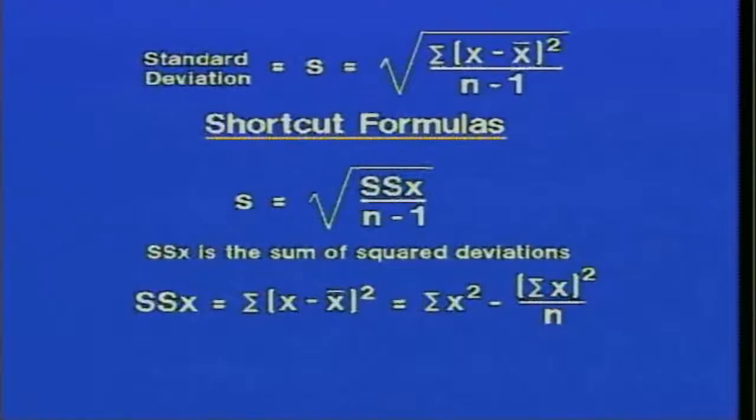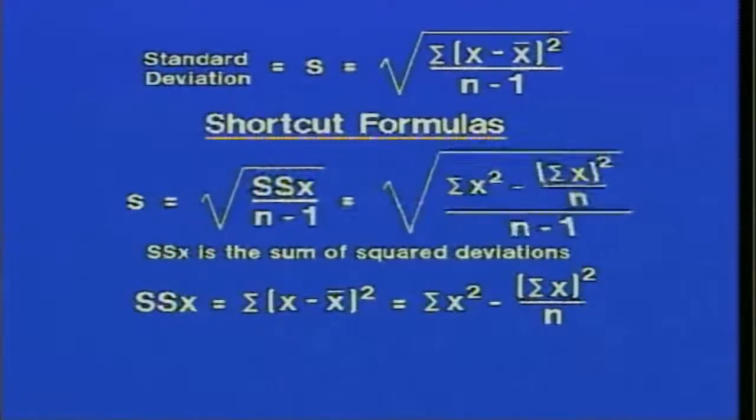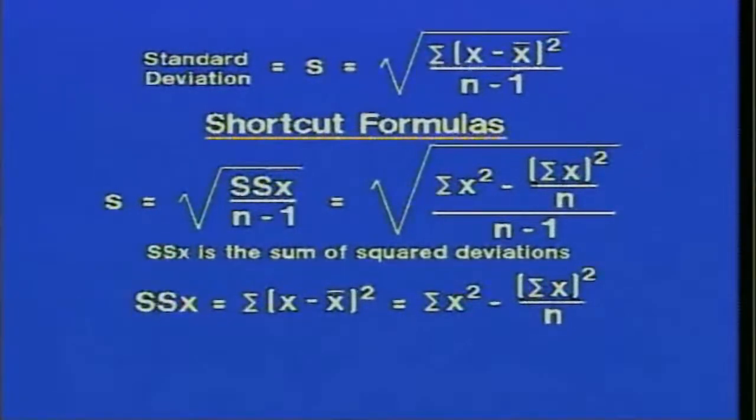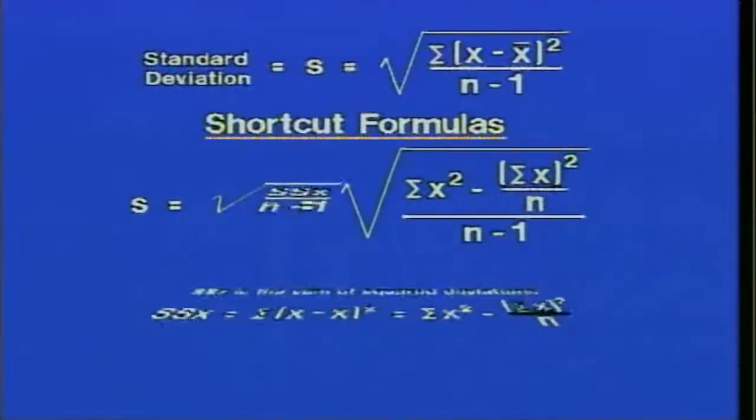You see, now we can make this substitution. I'll show you how it works in just a minute, and you'll see exactly what this all means. But we can make a substitution here, and in place of the SSX, put this sum of x squared minus the sum of x all squared over n, and we have this. So we can use the formula in this way.